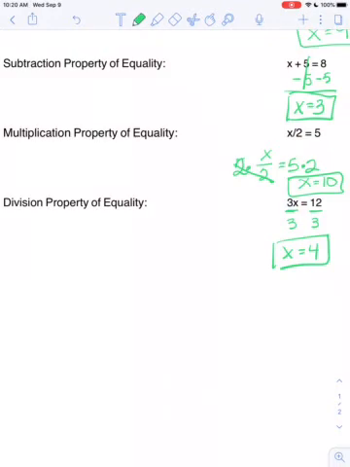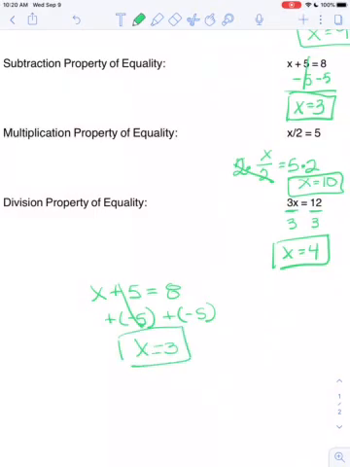Some of these can be used interchangeably. Maybe for the x plus 5 equals 8, you said, hey, I would have added a negative 5 to both sides. So that would be the addition property, because you're adding. When you add a negative, it's the same thing as subtracting. We would still end up with the same answer.